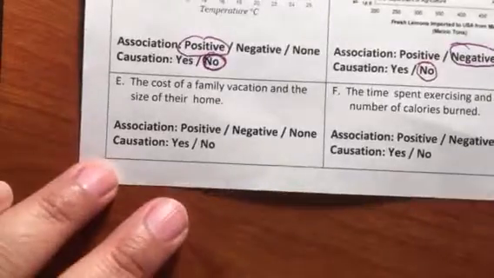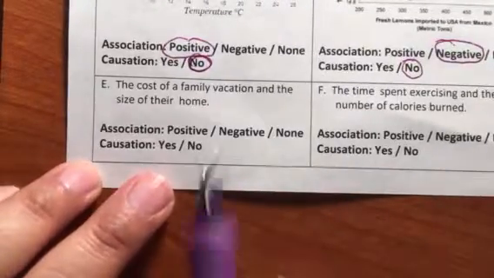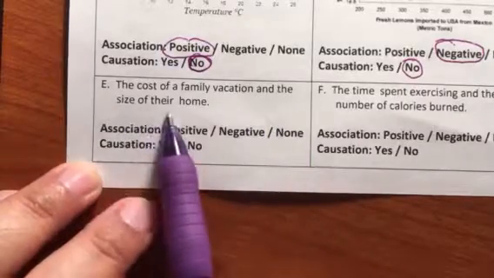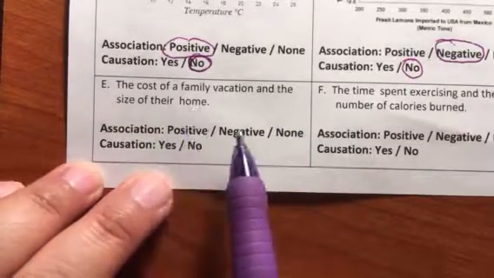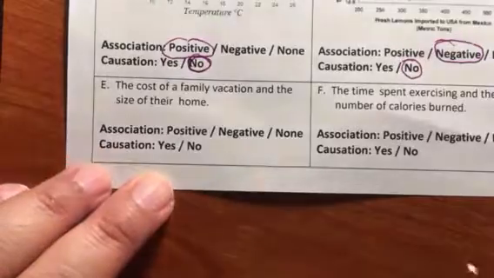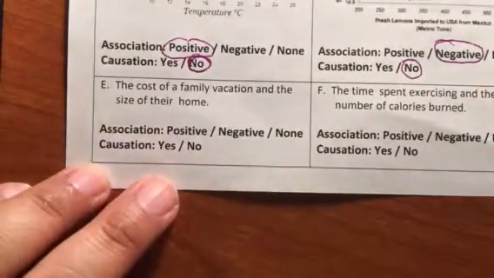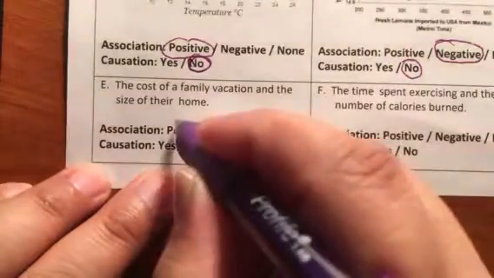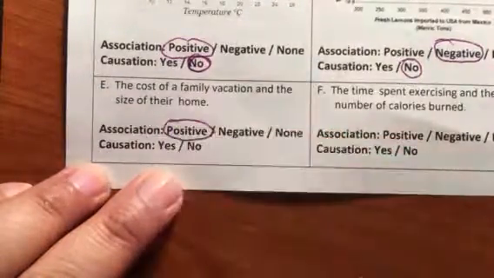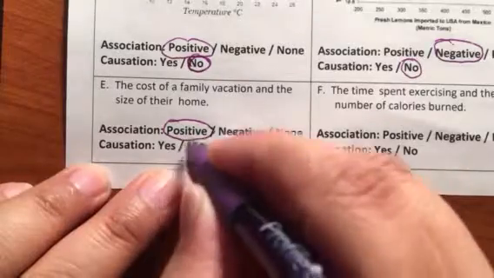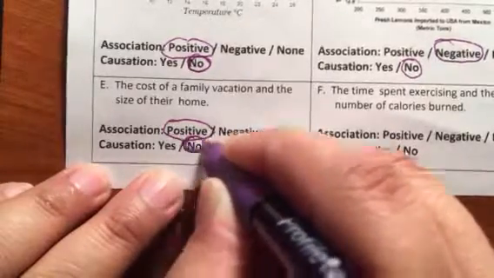All right, letter E. The cost of a family vacation and the size of their home. If you think if their home's big, their vacation's probably going to be bigger. You're probably going to have more money to spend. Is that necessarily the cause? Is the cost of the vacation the size of their home? Not necessarily. So there's no causation here.